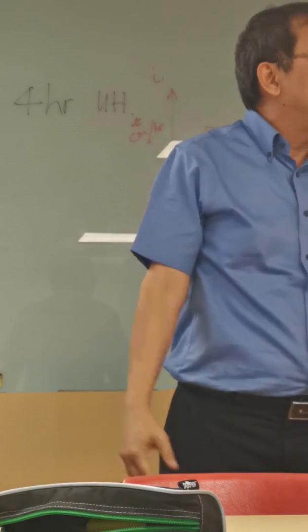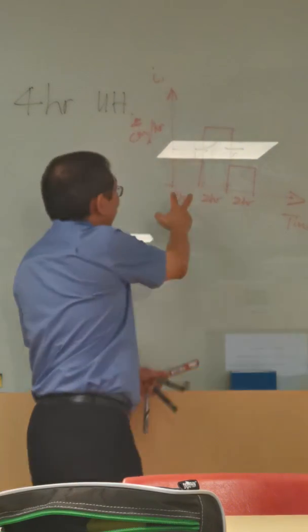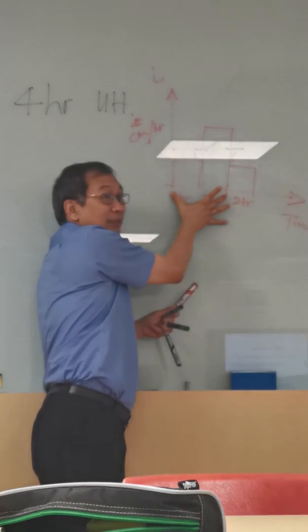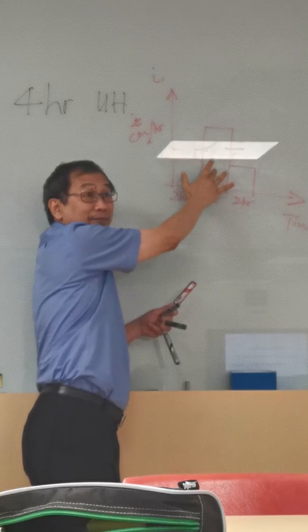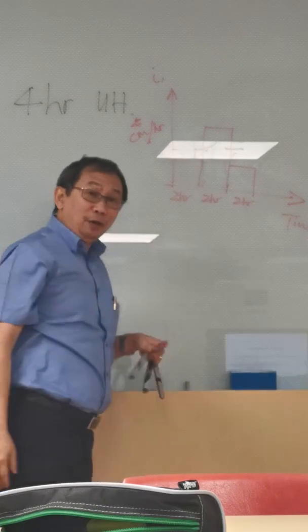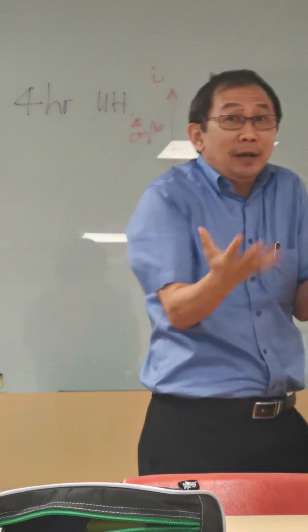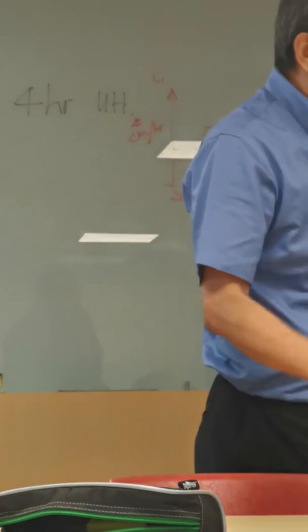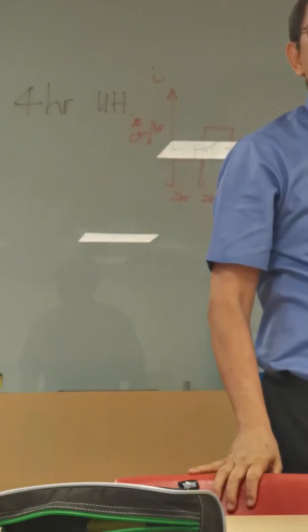What do you do? Now this one is only useful if you've got a 2 hour unit hydrograph, because for the 4 hours, it's not uniformly distributed. Okay? So now you need a 2 hour unit hydrograph. You don't have a 2 hour unit hydrograph, you have a 4 hour unit hydrograph. So what do you do? You can sit down and wait for some more rain and wait for a 2 hour storm. Now, if you are doing a consulting job, you don't have the money nor the time to wait. You just have to find one.